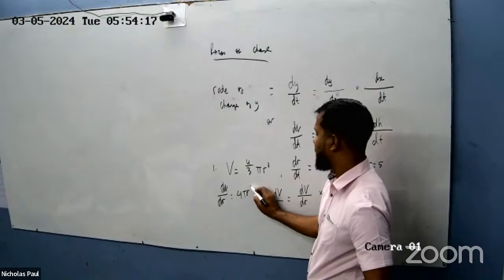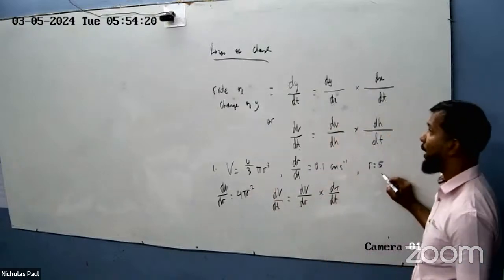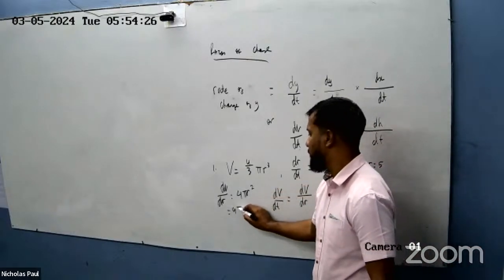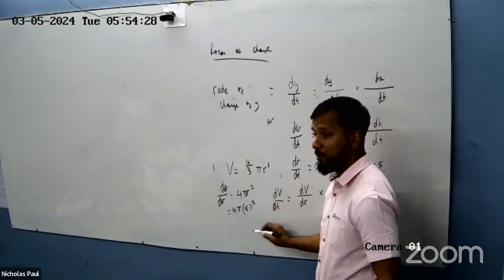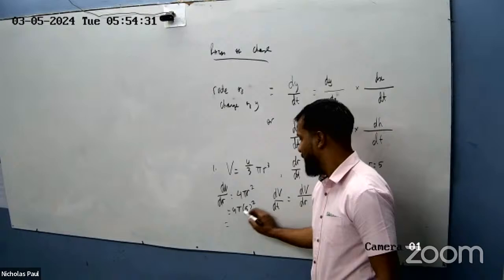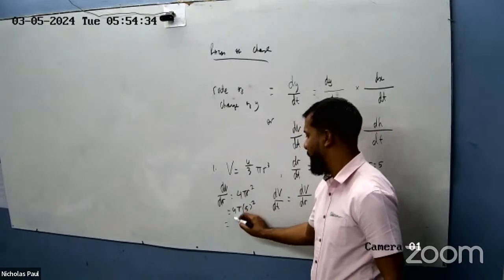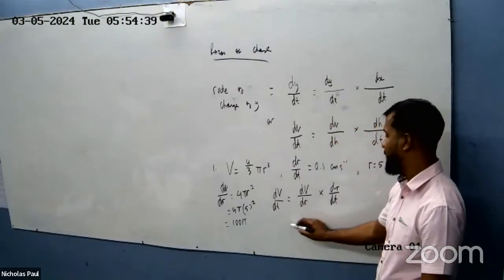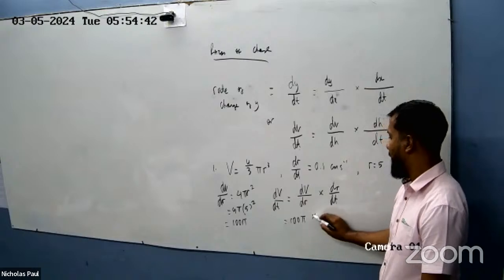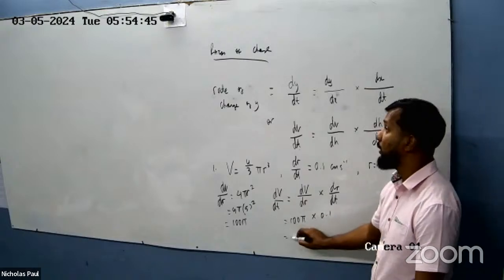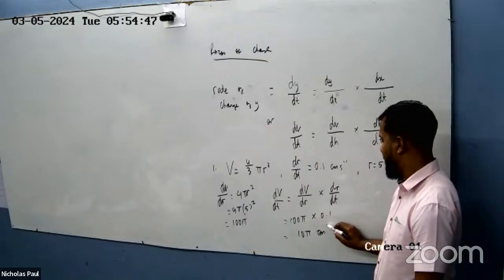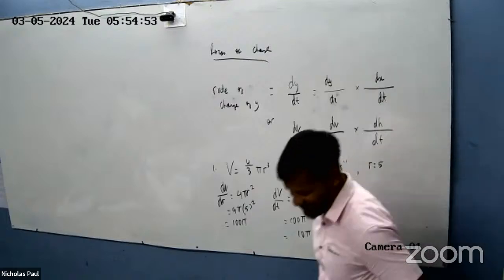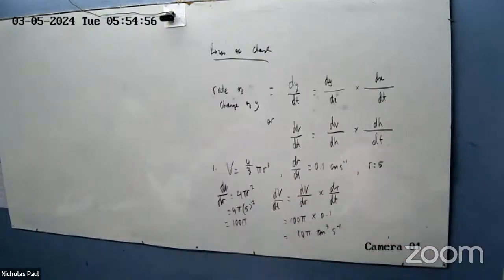What's the differential, dV dr? 4 pi r squared. How do I get it when r is 5? Substitute r is 5. 5 squared is 25, times 4 is 100. So you get 100 pi multiplied by 0.1, so 10 pi centimeters cubed per second. Copy down.